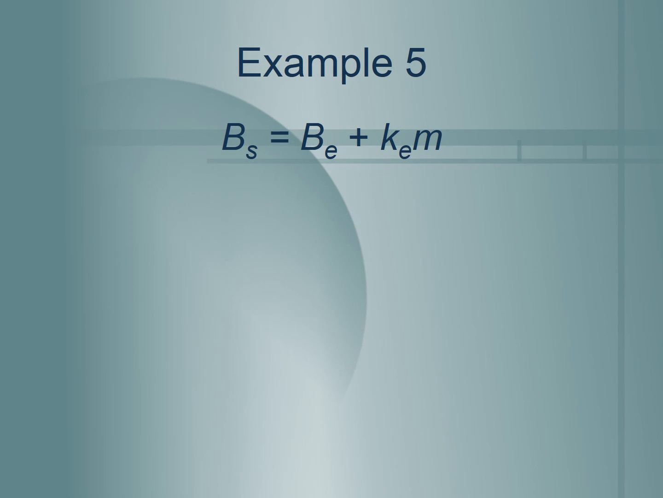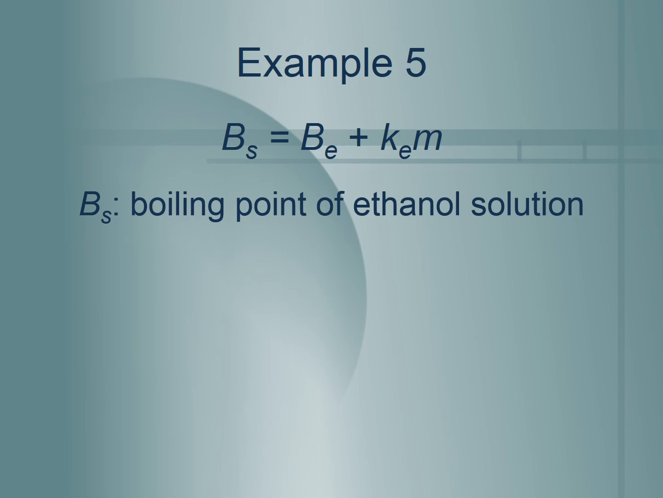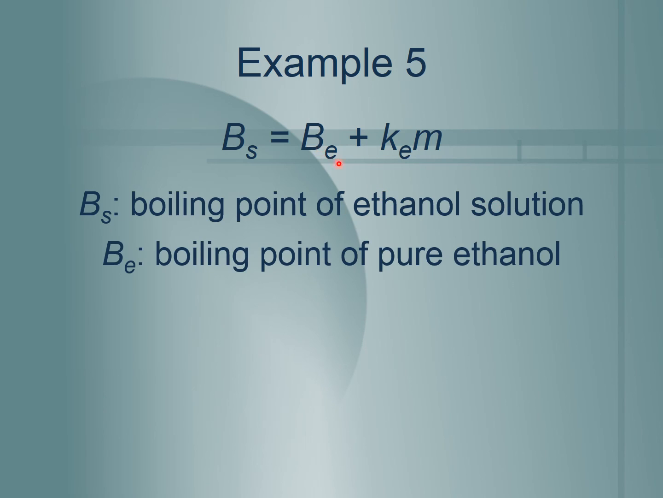So example 5, we have b sub s equals b sub e plus k sub e times m. So every single variable here is different. This is different from this variable, which is different from this one, which is different from this one. There are actually 4 different variables here, so none of them can be combined. So the b sub s represents the boiling point of an ethanol solution, where the b sub e is the boiling point of pure ethanol.